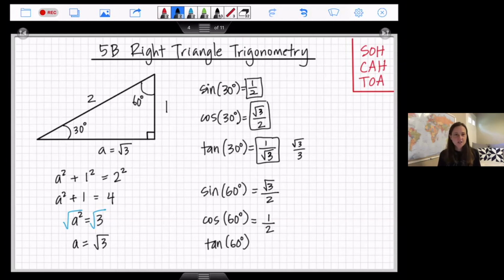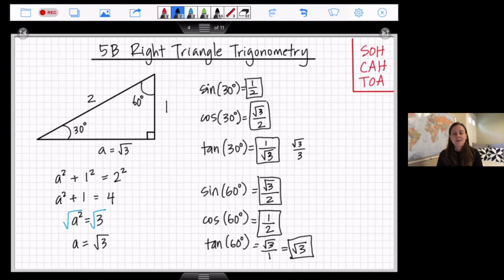And then tangent is opposite over adjacent. So now we're talking about the bottom side over the vertical side. So root 3 divided by 1, or just square root of 3. All right, so 30 and 60, they have this kind of relationship that their sine and cosine values are flip-flopped. Okay, so whereas sine of 30 is a half, cosine of 60 is equal to a half. And then they swap that √3/2 value for the other one.